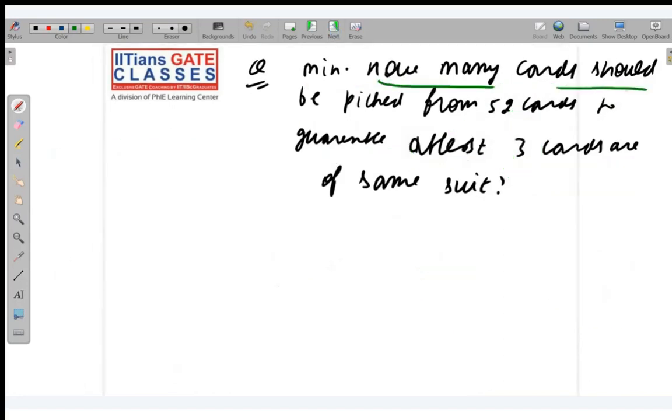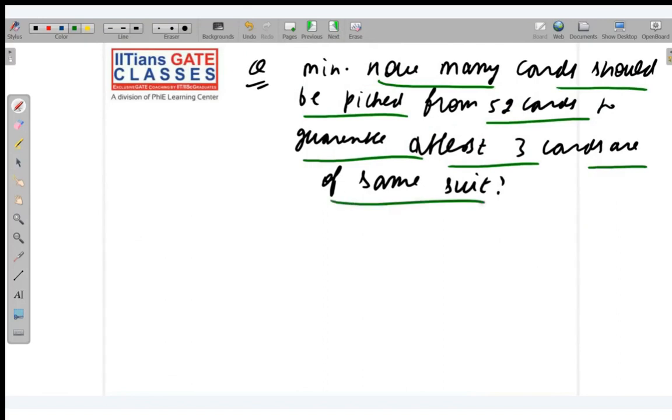Next is: minimum how many cards should be picked from 52 cards to guarantee at least 3 cards are of the same type. Same suit we have done, now we should do same type. So how many types are there? There are 13 types of cards: A, then 2, 3 up to 10, then J, Q and K. So total 13 are there.